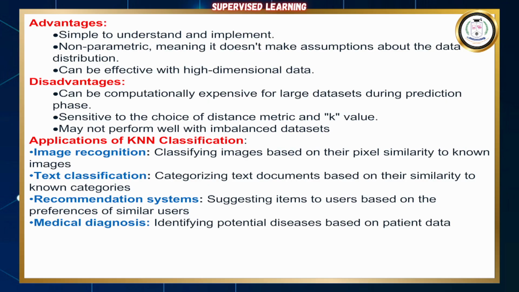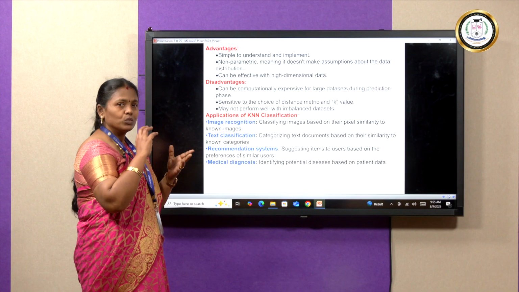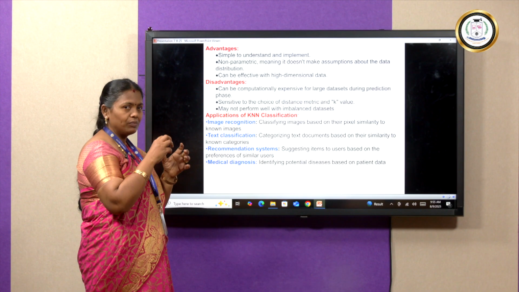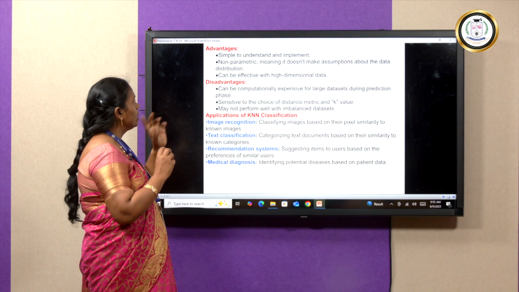So this advantage is that it is easy to understand and very easy to learn, and we can implement it in many machine learning algorithms. It's non-parametric, meaning it does not make any assumptions about the data. So it won't assign any pre-assumption. For classification, it will form the class from the nearest values. That is the main advantage of this.